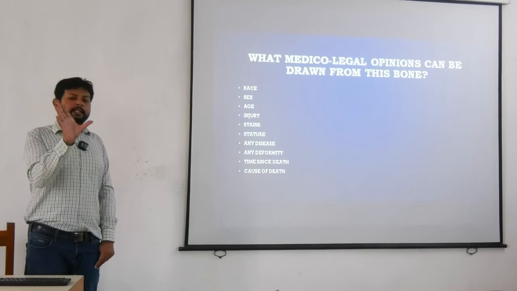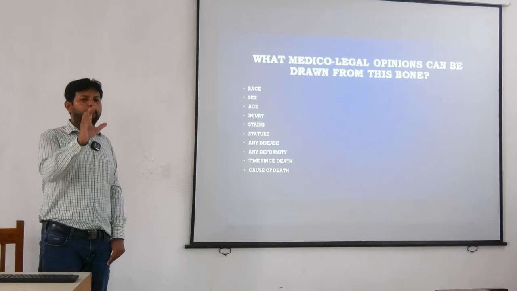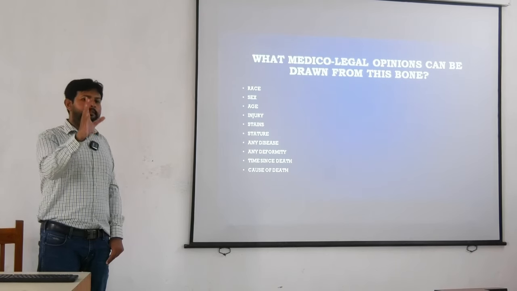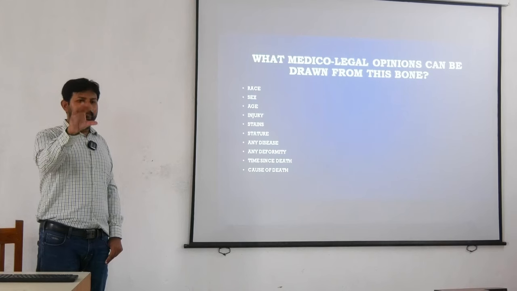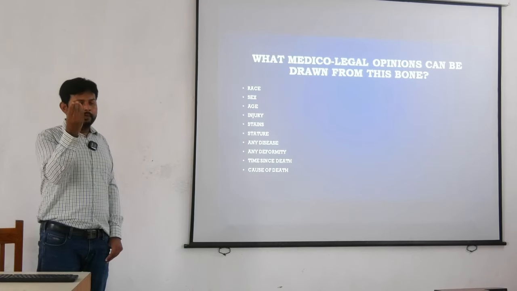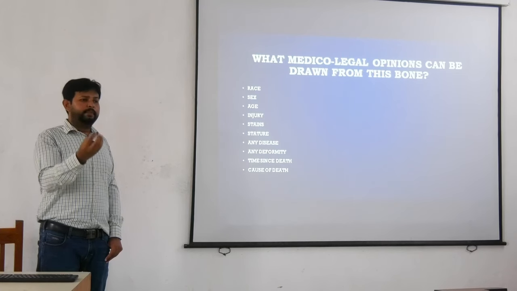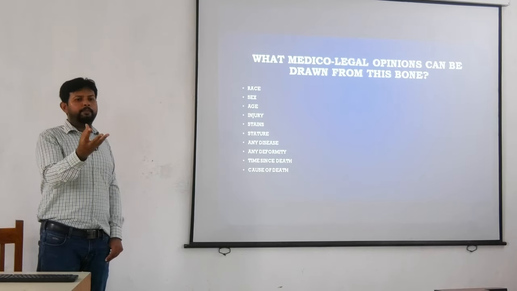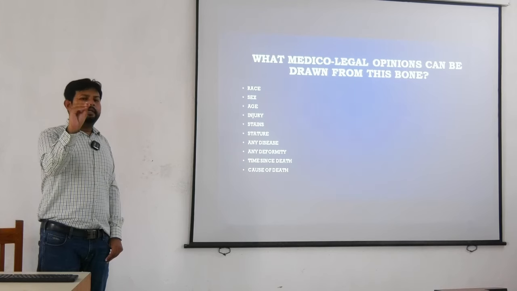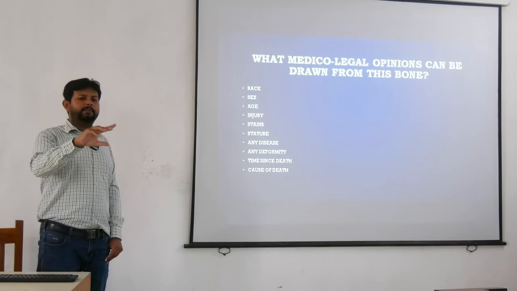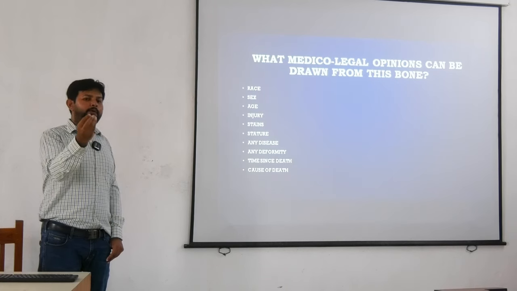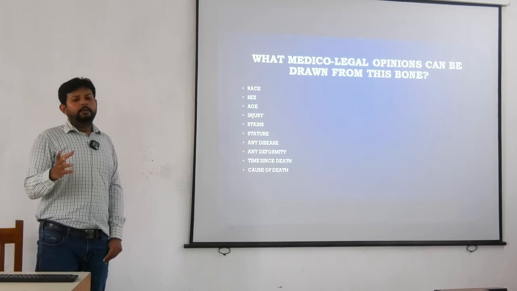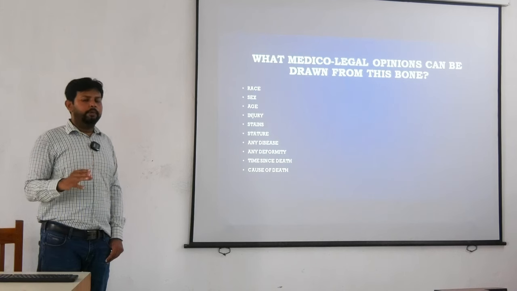Suppose the person has died within six months. So the bone's appearance will be like, there will be soft tissue attached to it. Then it will be greasy in appearance. There will be a foul smell within 6 months. After 6 months, the soft tissue will decompose more, and then only a little bit of ligaments or attachments will be there. So it will be like 6 months to 1 year. In 1 year, the whole bone gets dried and there will be no attachment to it after 1 year. After that also, we can find the age of the bone.